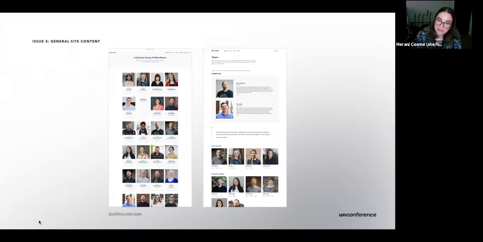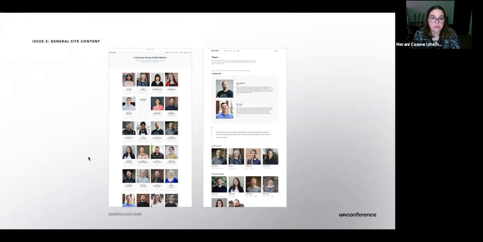So for this issue, I'm actually using our sparkbox.com team page as an example, because it recently underwent a major redesign and modifying the content was a big part of that shift. I can talk more in detail about this one because we actually did do the research on it. And we found out that our site's content, specifically on this page, was confusing users more than helping them understand how our team was structured.